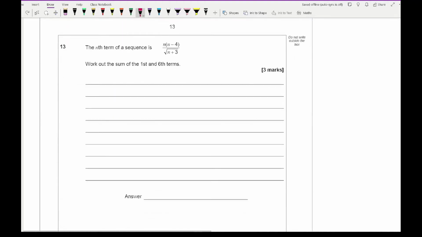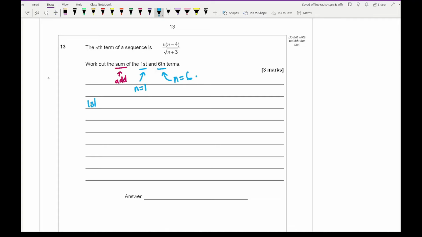For question 13, it says the nth term of a sequence is n times (n minus 4) over the square root of n plus 3, and the question is asking us to work out the sum of the first and the sixth term. Now sum means basically add. So what I need to do first is I need to work out what the first term is and what the sixth term is. Now for the first term, n is going to equal 1. For the sixth term, n is going to equal 6.